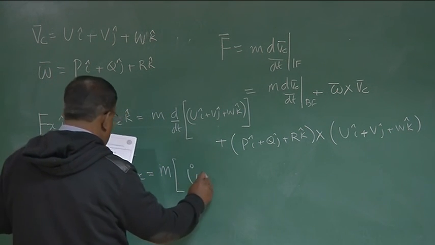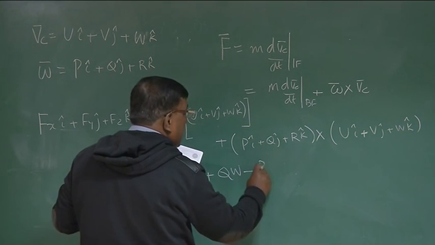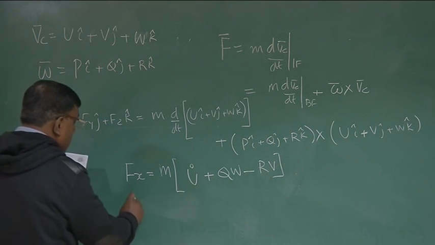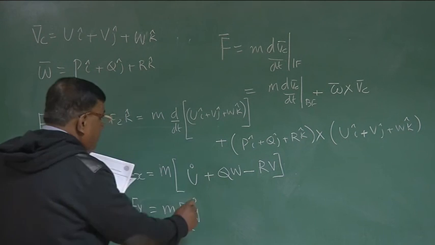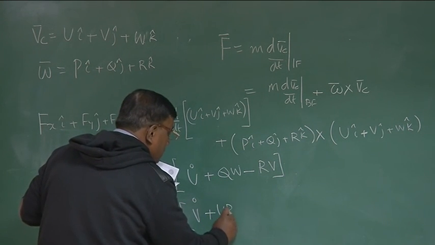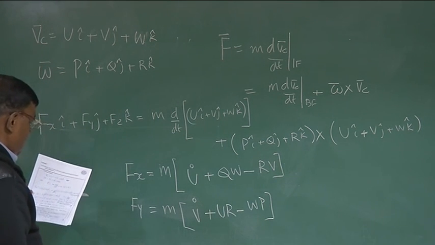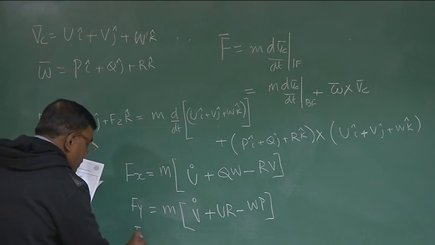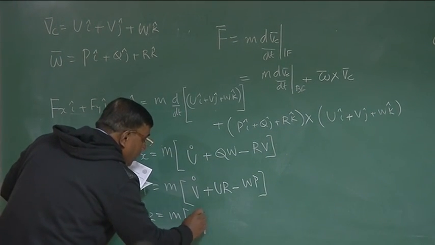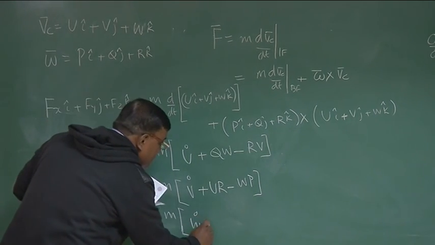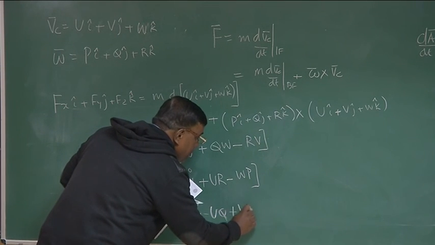u dot plus q w minus r v, Fy as m v dot plus u r minus w p, okay, and Fz as m w dot minus u q plus v p.